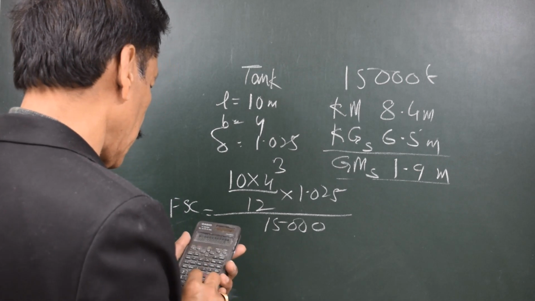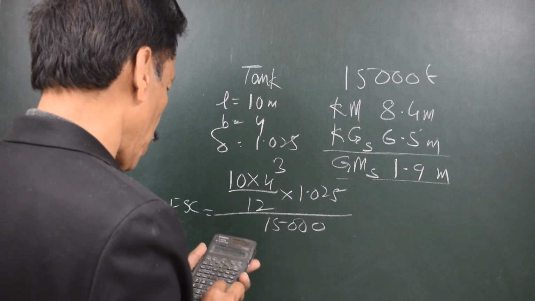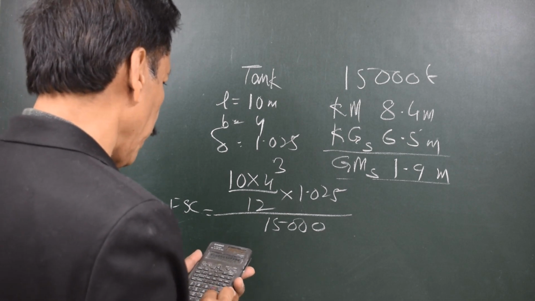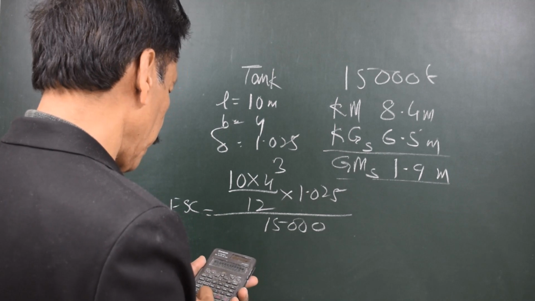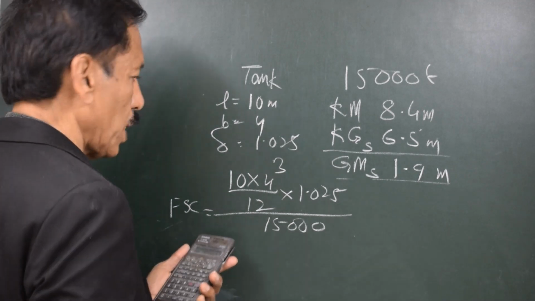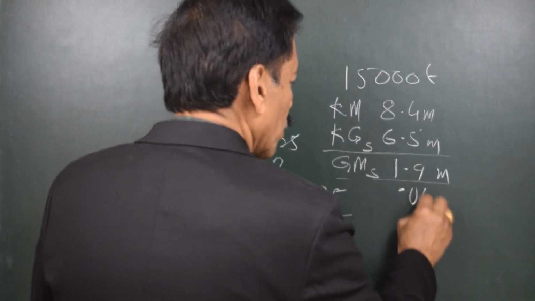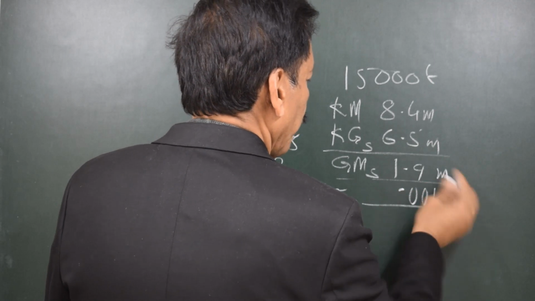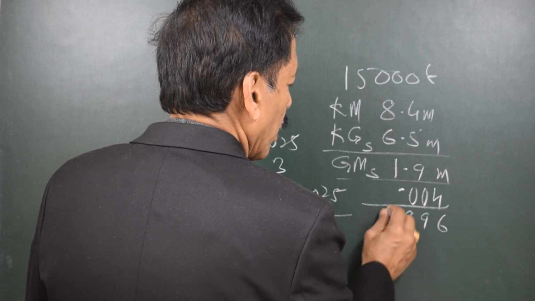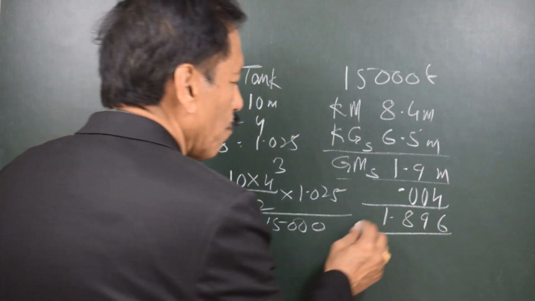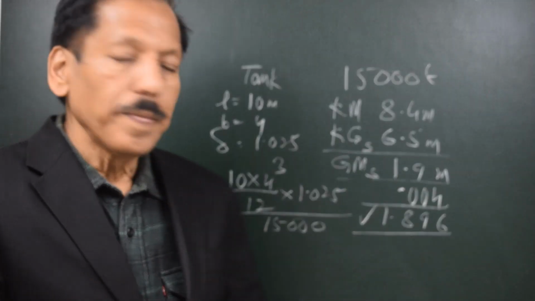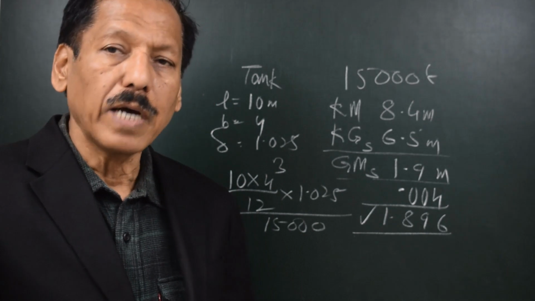So that is 640 divided by 12, into 1.025, divided by 15,000, which gives me the free surface effect as 0.004, let us say. So GM fluid would be 1.896. So this is a simple application of the formula and the free surface effect.